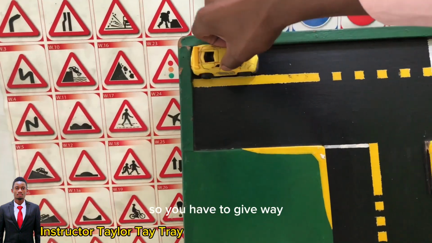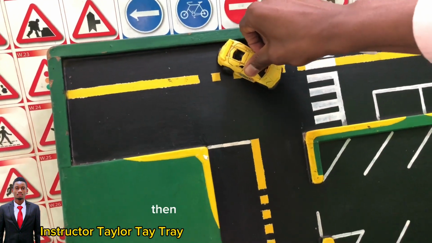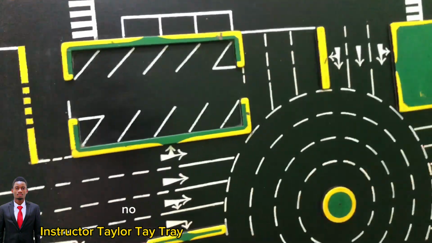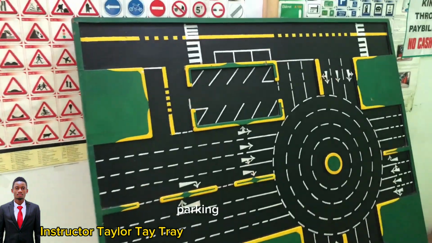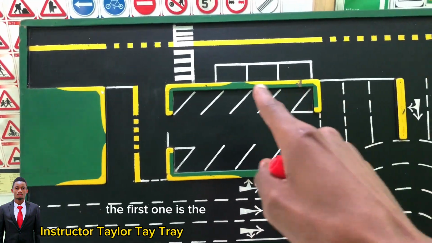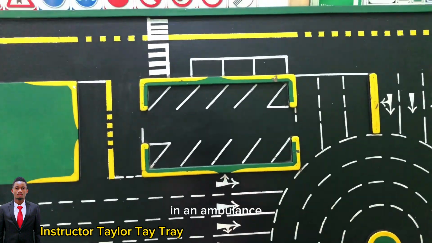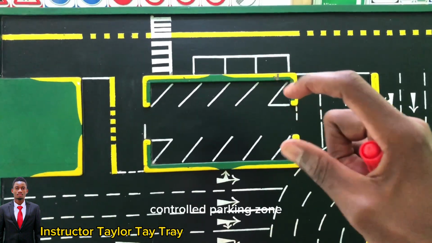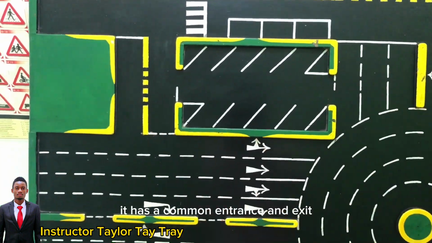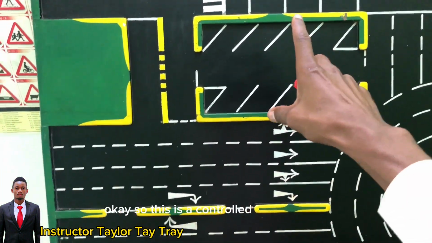So you have to give way to an oncoming vehicle from the opposite side, then join this road here. Is that clear? Nice. We have the parking zones. We have two parking zones here. The first one is this one that has spaces in an angular form. Controlled parking zone. Why is it controlled? It is secured. It has a common entrance and exit. Okay, so this is a controlled parking zone.